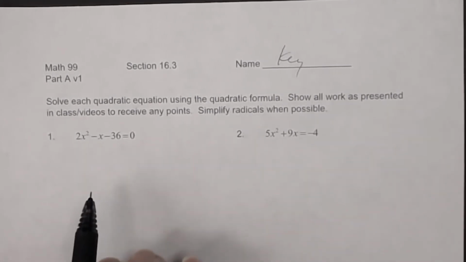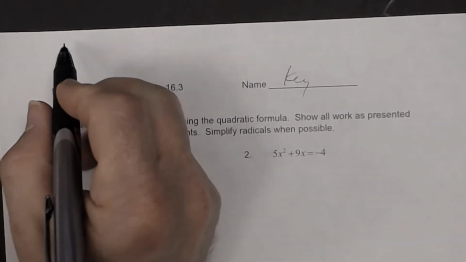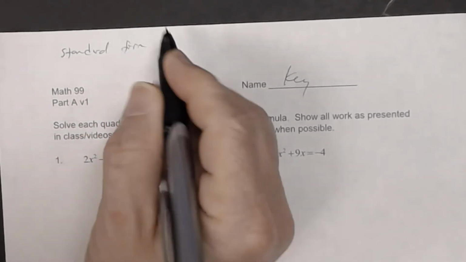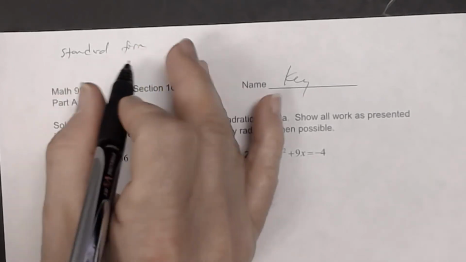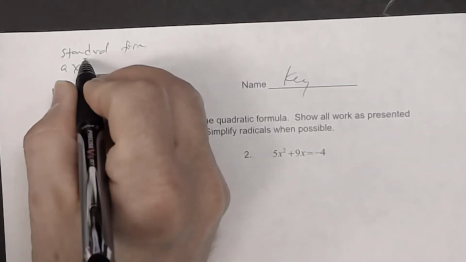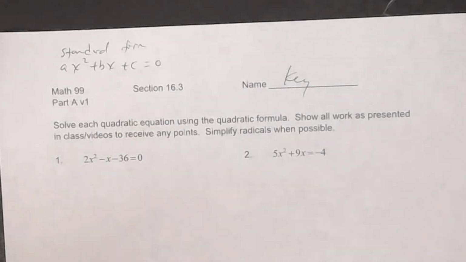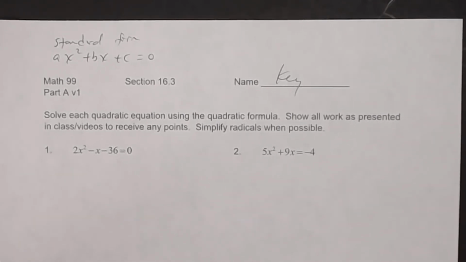And to solve a quadratic equation, you have to make sure, first of all, it's in standard form. So when you put it in standard form, all the terms have to be on one side: ax squared plus bx plus c, and you have 0 on the other side. So that's standard form. Once you put it in standard form, then you can solve all quadratic equations.